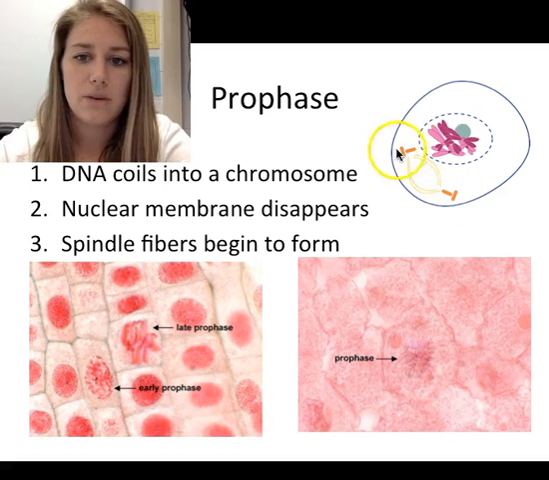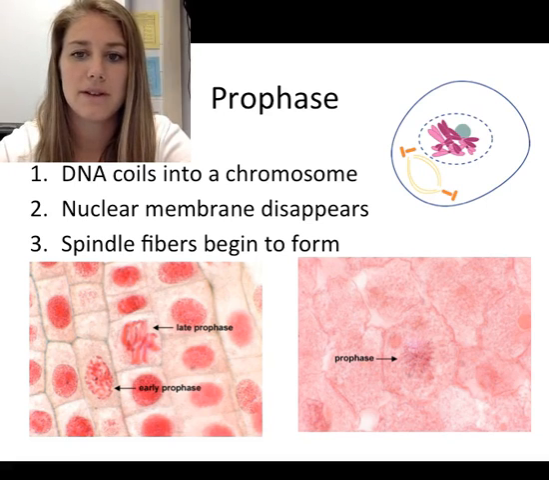And if you look outside, these orange things are the centrioles. And these centrioles create spindle fibers. And the spindle fibers are very important because they're going to help move things in the cell.